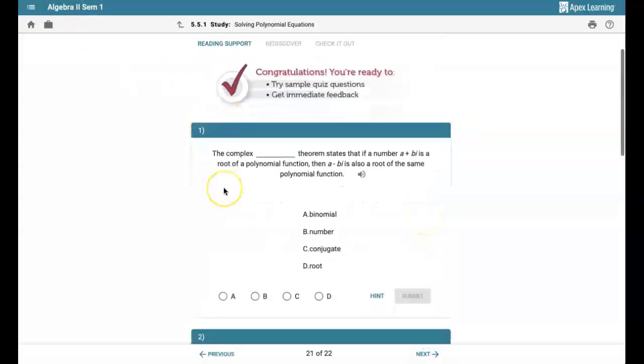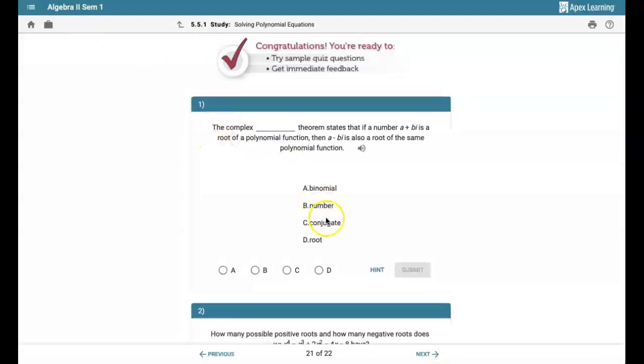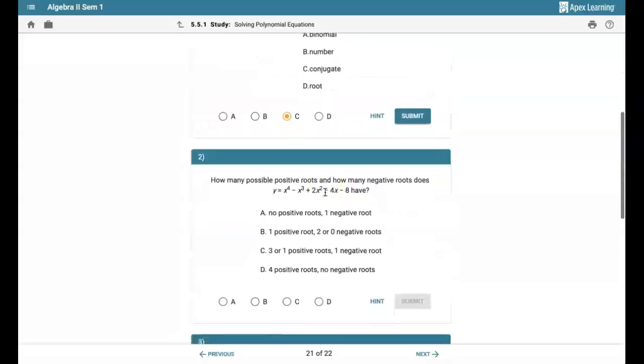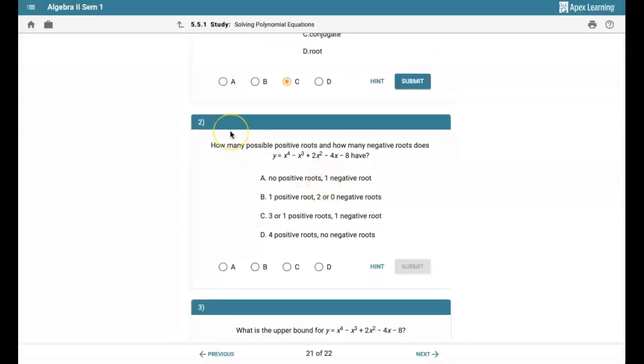And then we can answer some of these questions here quickly. The complex conjugate theorem states that if I have a plus bi, then that also means a minus bi has to be a root. Looking at this one, how many possible roots does it have, and how many negative roots? Looking at this, I can have up to 4 roots total.